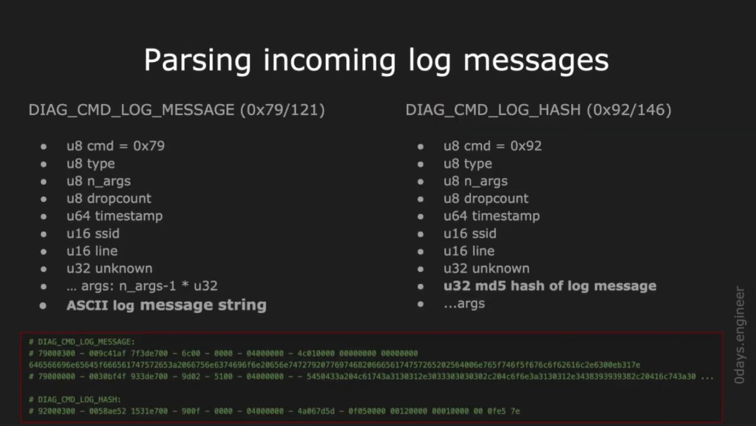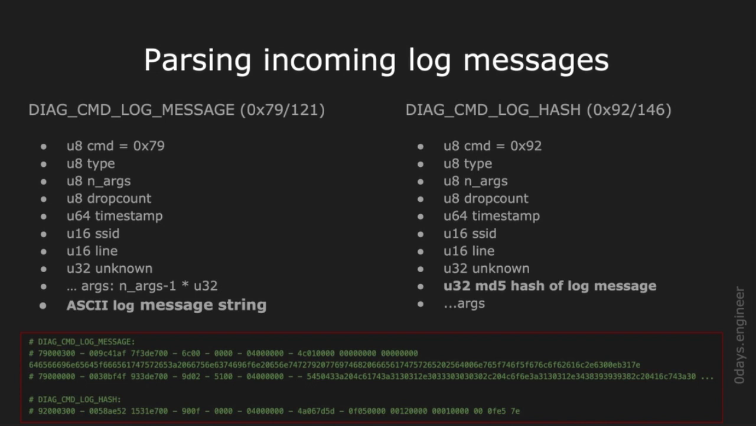Now, for parsing the incoming log messages, there are two types of Diag tokens. Both of them are undocumented. The first one is a legacy message, number 79 hexadecimal. This is a simple ASCII-based message that arrives through the Diag interface, so you can parse it quite straightforwardly.